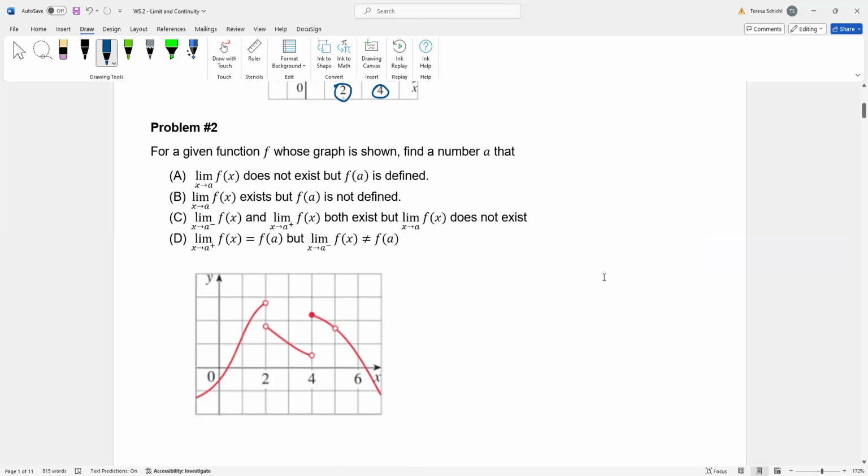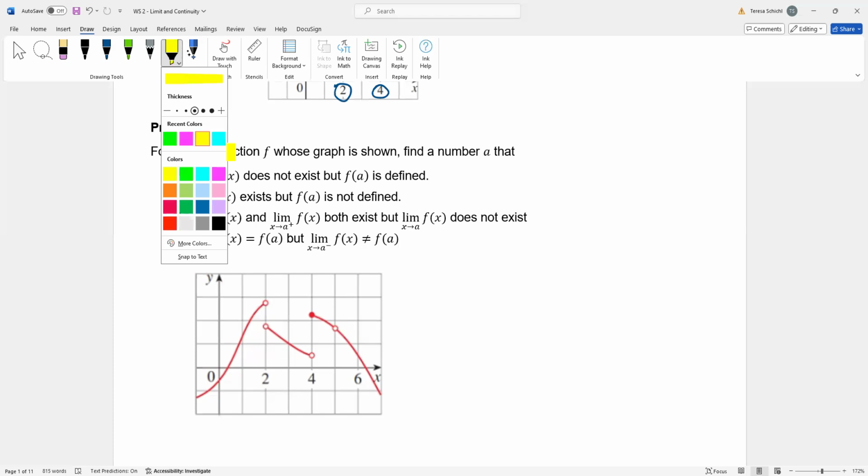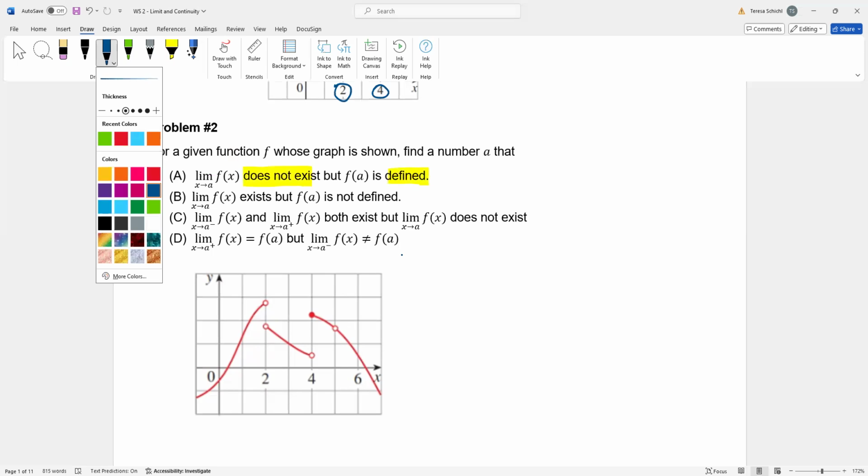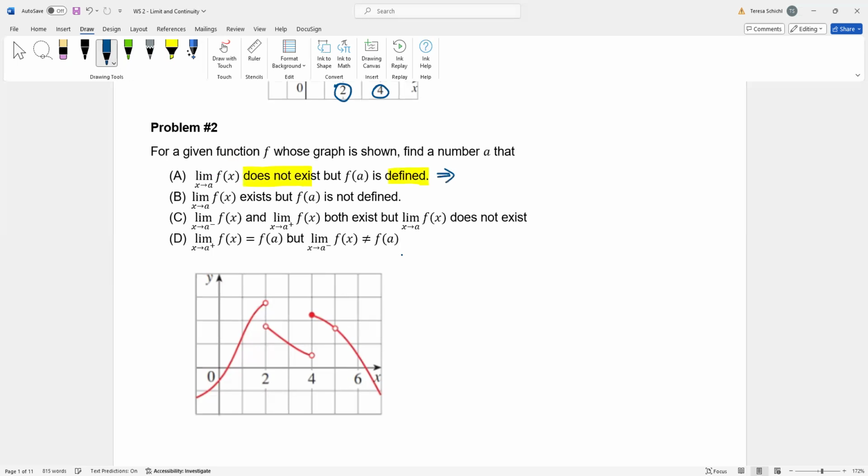Okay, let's go to the second one. All these problems try to make sure you understand the basic concept of limit. That means the right limit and left limit have to both exist and have the same value in order for the limit to exist. So let's find the number a. Here, the limit does not exist, but f of a is defined. What is the value? a is equal to 4. So it's at this point.